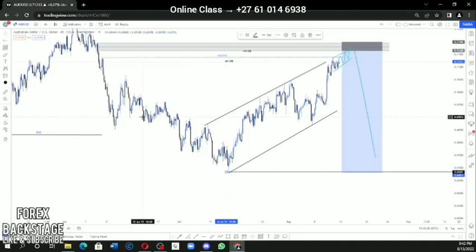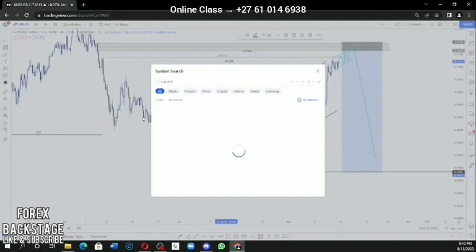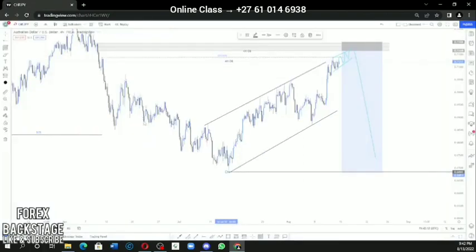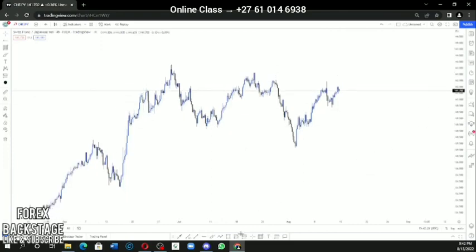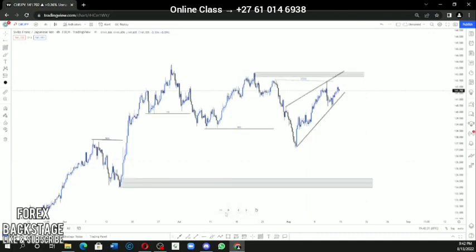Another one that we have is AUD, okay, it's CHF JPY, gents. CHF JPY. So yeah, CHF JPY is looking really good as well. It seems like we're looking for those buying opportunities in the market going into this week.